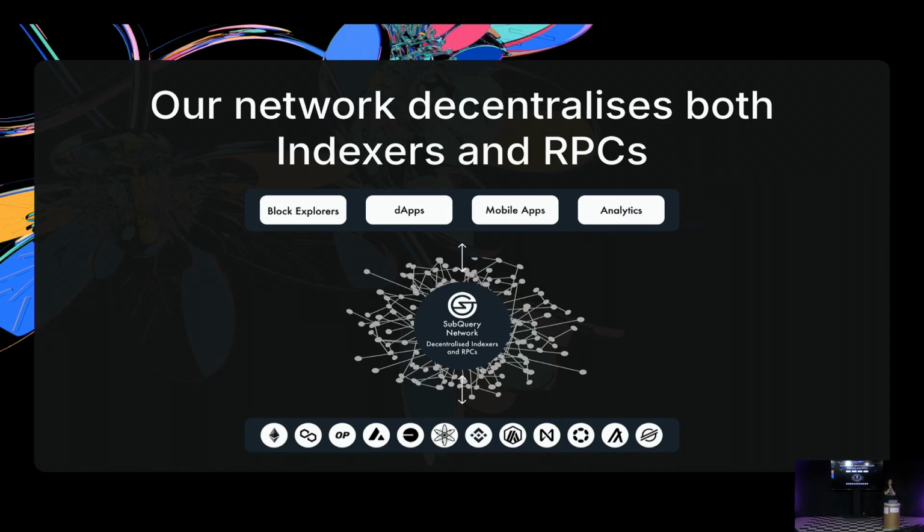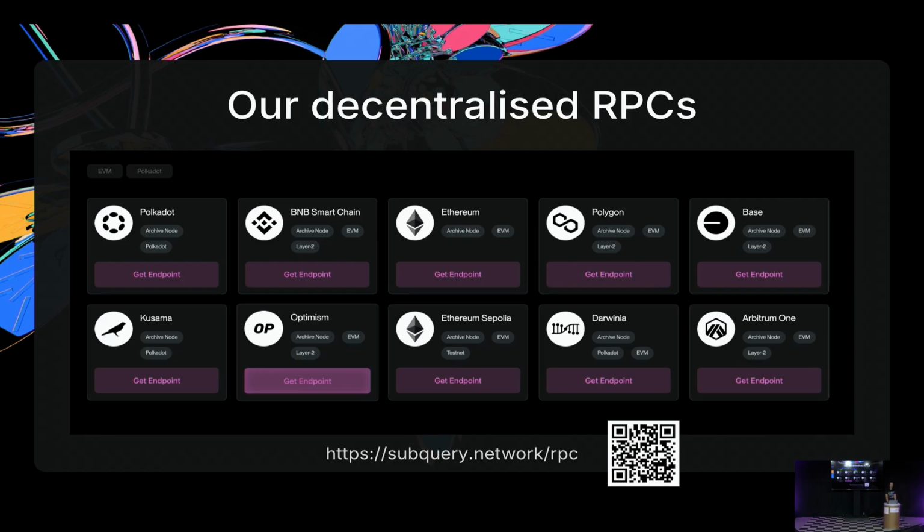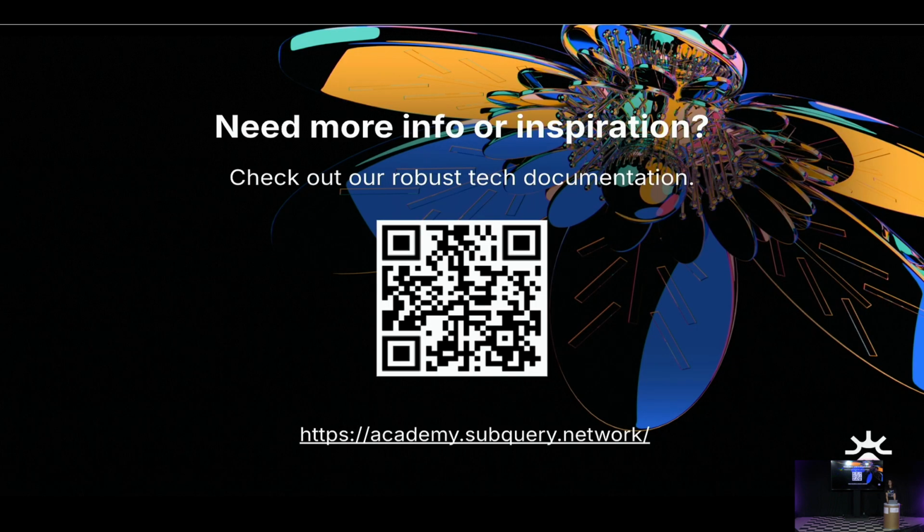That's something that we wanted to solve, and that's why we also use the same network and processes we developed for node runners for the indexing purpose. We also did it for RPCs, and we currently offer a bunch of decentralized RPCs, there are already more than those, and there is also a link to our website where you can check them out and use them in your application as well. If you need more information or inspiration, visit our documentation. A lot of good examples, articles, videos, workshops, videos like this one probably sooner or later will end up there.